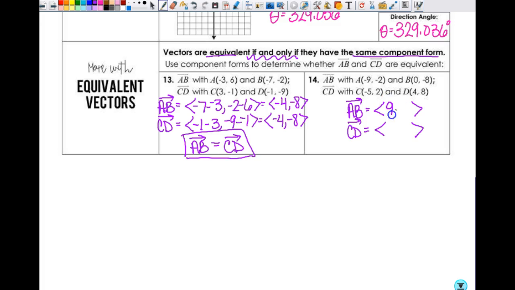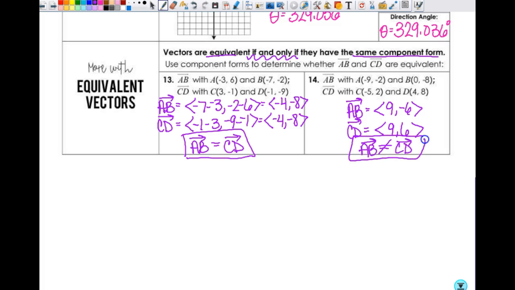So you get 9, negative 6, and 9, 6, right? So they're not the same, right? Which I know you can figure out. So to say that they're not, we have vector AB is not equal to vector CD.